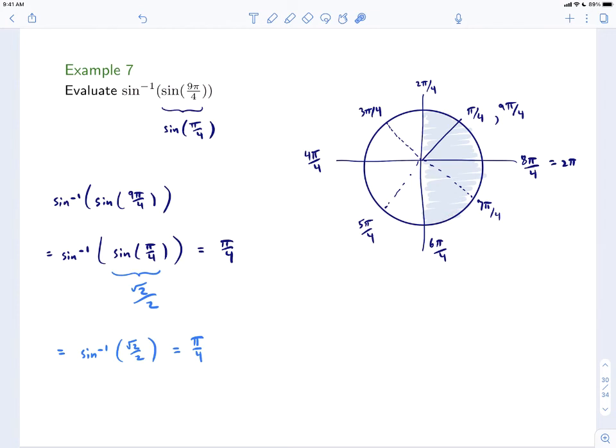It's very important when you're using the cancellation laws to make sure you're in the right domain. 9 pi over 4 is outside of that restricted domain. It's too big. We've gone all the way around the circle. So that means we just look at the coterminal angle, which is inside that interval, inside that restricted domain.